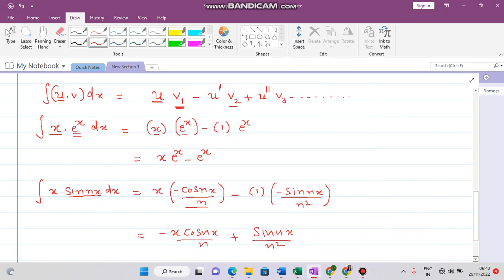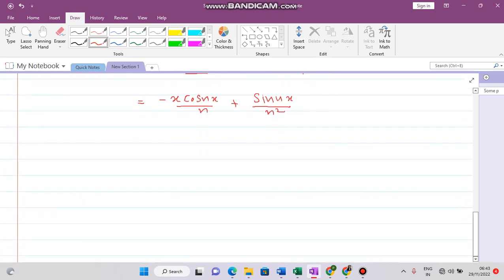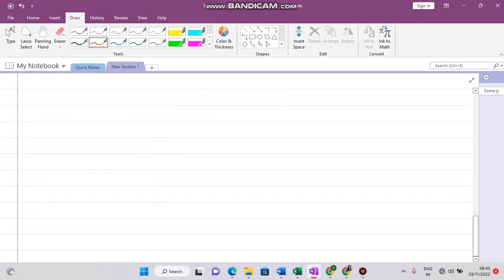Now we solve one more example: the integration of x square into e raised to the power x dx. See, u is x square, the integration of v, the integration of e raised to the power x, is e raised to the power x, minus the derivative of this function, which is 2x, and the integration of e raised to the power x is e raised to the power x, plus the derivative of 2x, which is 2, and the integration of e raised to the power x is e raised to the power x. So in this way you can apply the u into v rule.